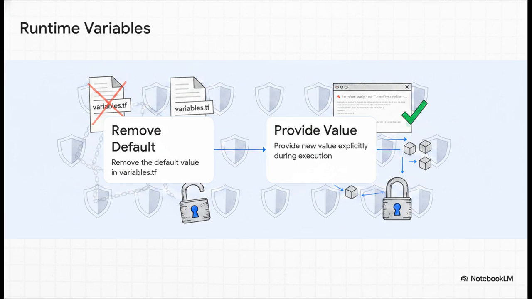Also, sometimes you just don't want to hard code values into your validated files, especially sensitive ones. If you need to provide a variable securely at runtime, it's a super quick two-step process. First, open your variables.tf file and completely remove any default value you have set there. Second, when you run your Terraform command in the CLI, you simply provide the new variable value explicitly during execution. Why do this? Because hard-coding API keys into your code files is quite literally a disaster waiting to happen. Injecting them securely at runtime keeps your code pristine and, honestly, keeps the security team happy.